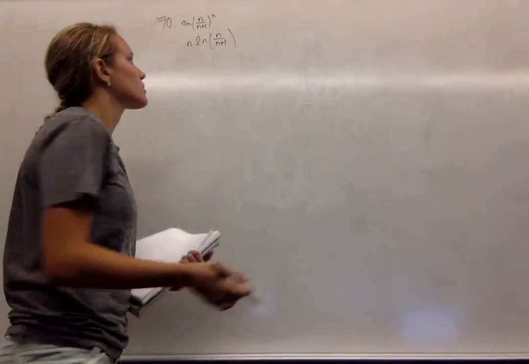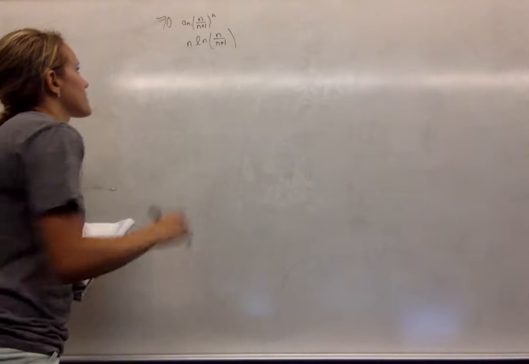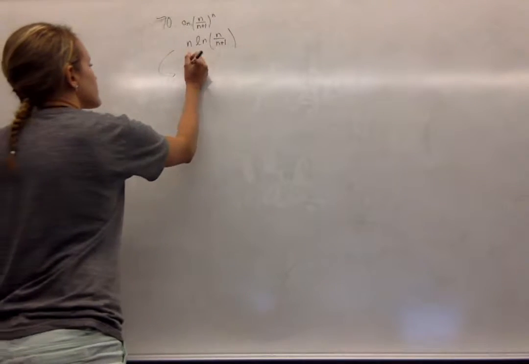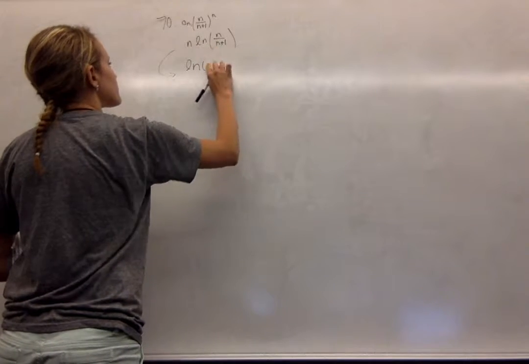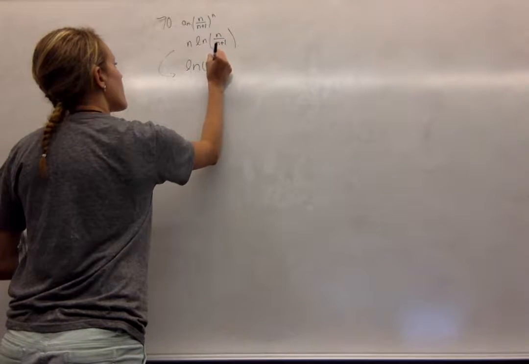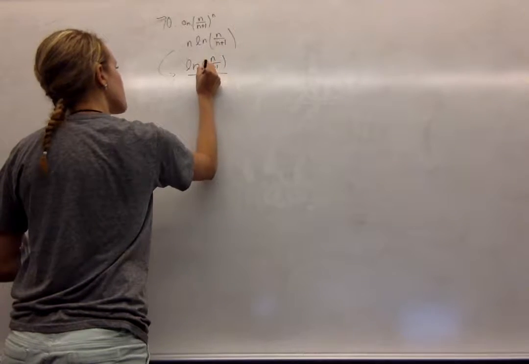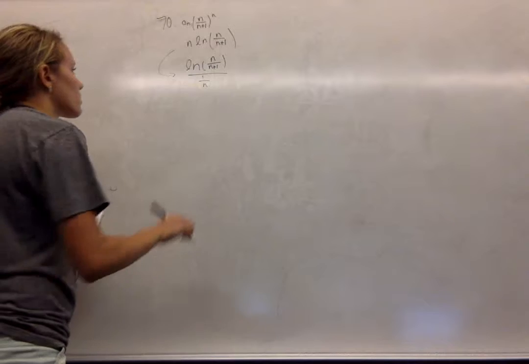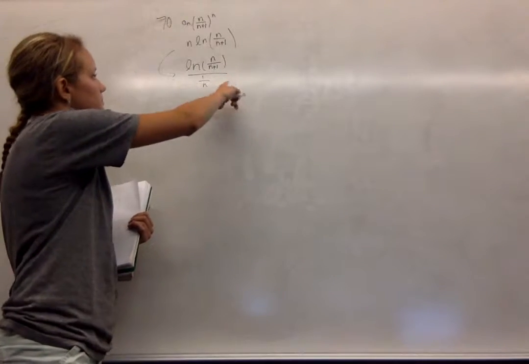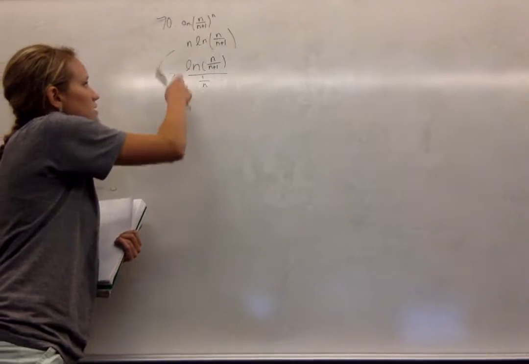Now, for us to evaluate it, we have to have a numerator and a denominator. For us to do that, it's going to look like ln(n/(n+1)) over 1/n. So I just rewrote it. This series is infinity over infinity.